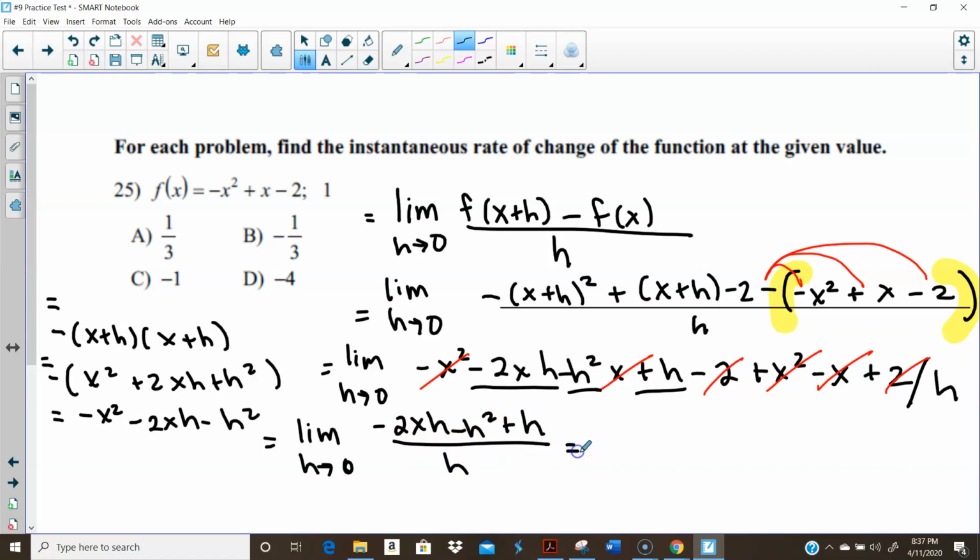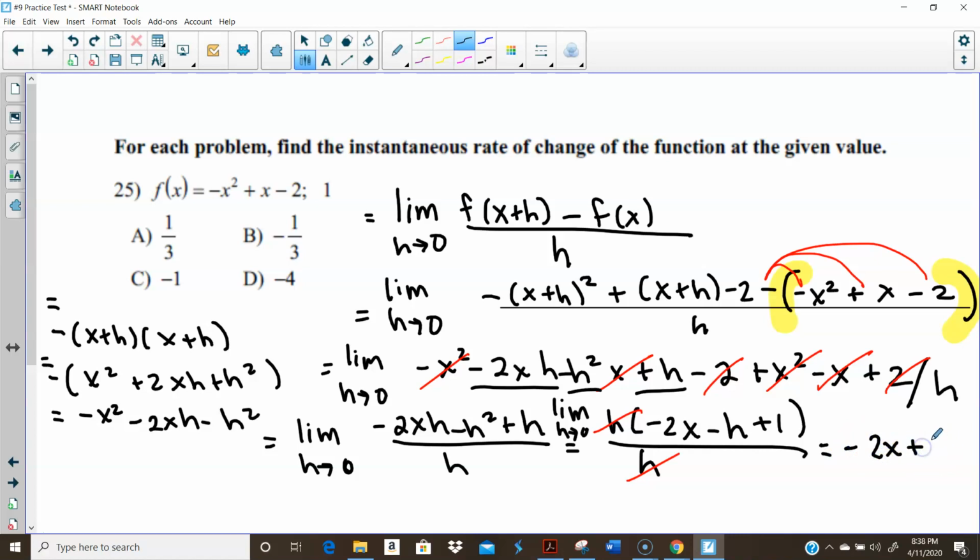We can go ahead and factor out an h in the numerator. So that's negative 2x subtract h. And then that h factored out is going to give us a 1 all over h. And I forgot the limit. This is the limit as h approaches 0. So notice our h's are going to cancel. And now I can use direct substitution. So I'm going to take 0 and plug it in for h. And the limit is actually equal to negative 2x plus 1.